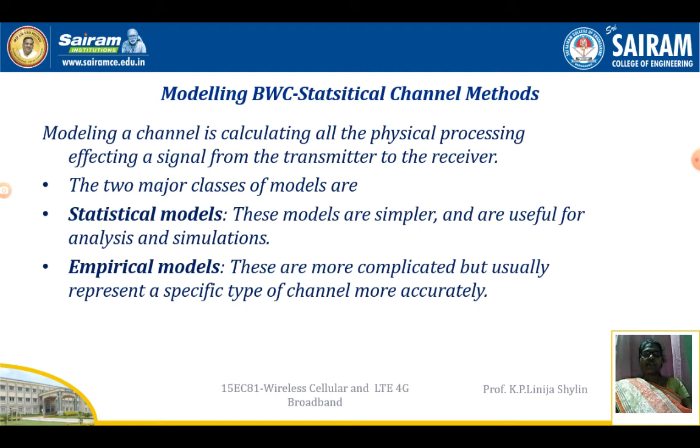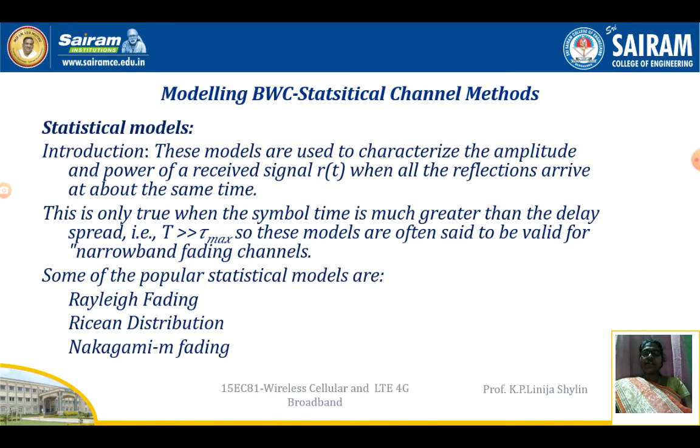As we know, we are transmitting a signal from the transmitter to the receiver. So how will the effectiveness of the signal be measured? For this purpose, we go for modeling. There are two major classes of models, that is statistical models as well as empirical models. The statistical model is used for analysis and simulations, and the empirical models represent a specific type of channel, which can be achieved more accurately. Let us go into an in-depth explanation of the statistical models.